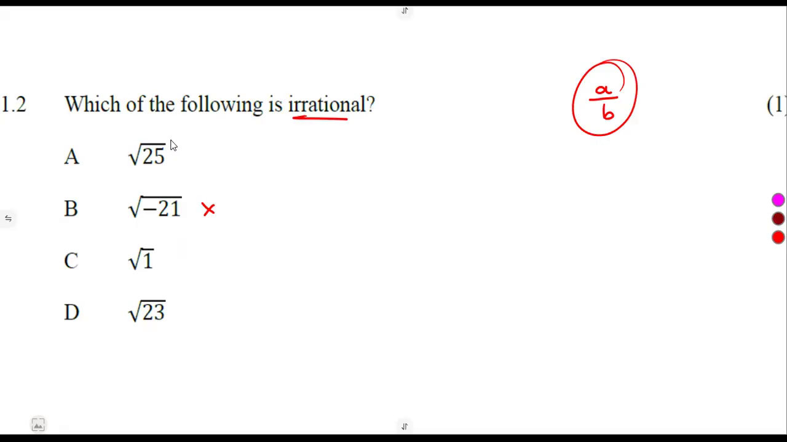So we have got the square root of 25. We know this is 5. 5 is the same as 5 over 1. So that's a rational number. So meaning to say it cannot be an irrational number. All right. The square root of 1 is 1 and 1 is the same as 1 over 1. Meaning to say, it's a what? It's a rational. So it cannot be an irrational number.